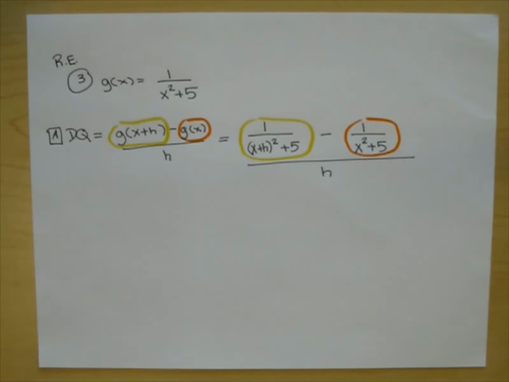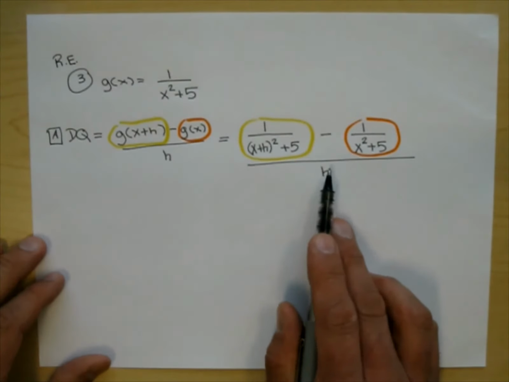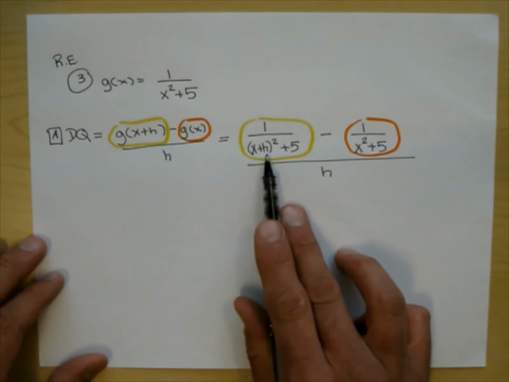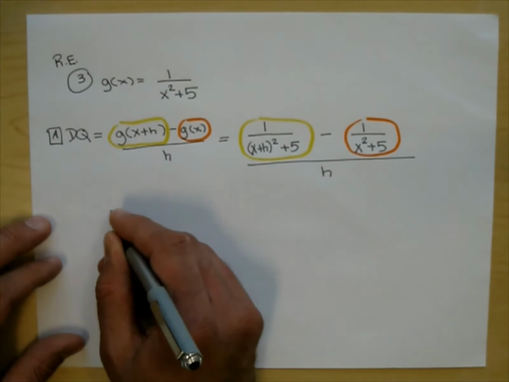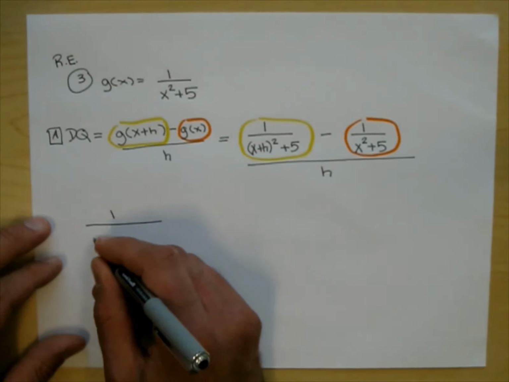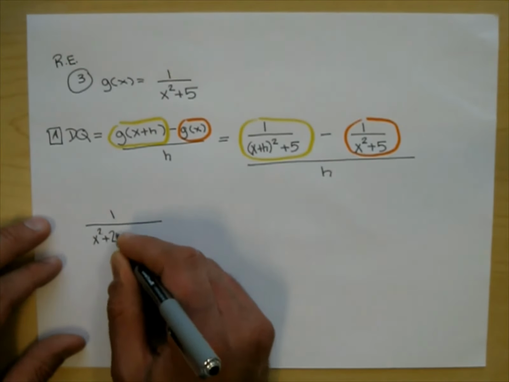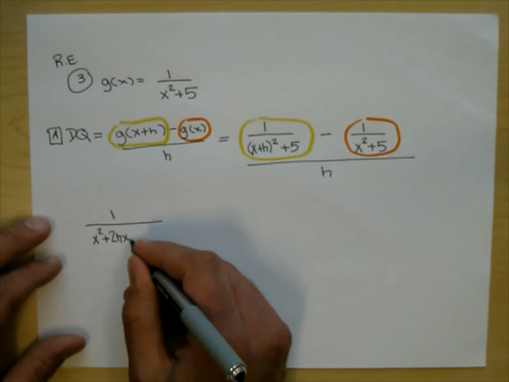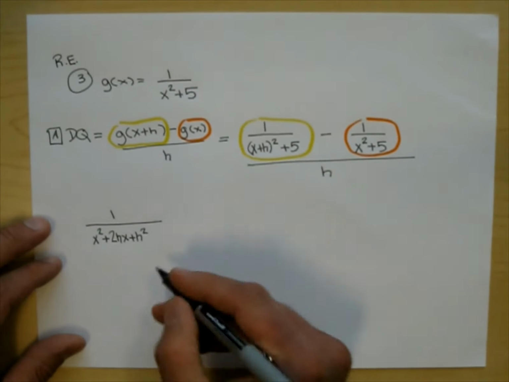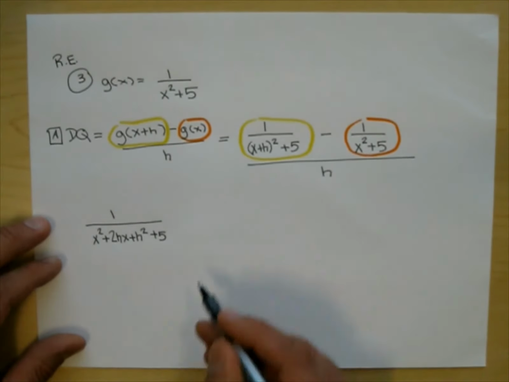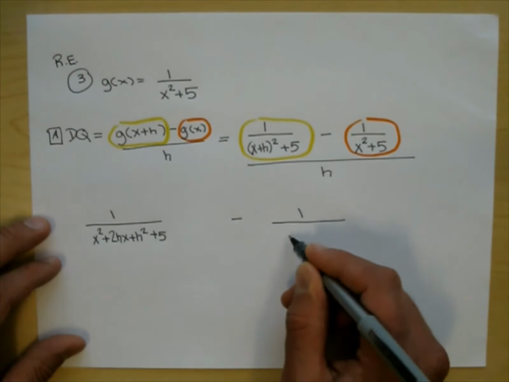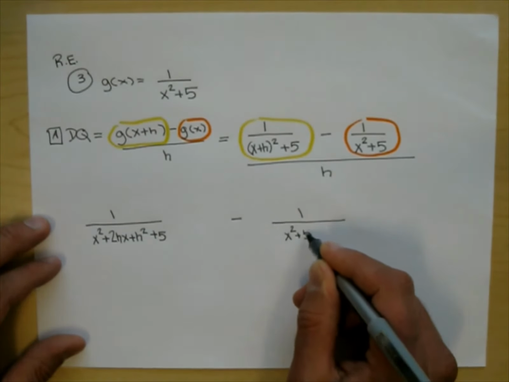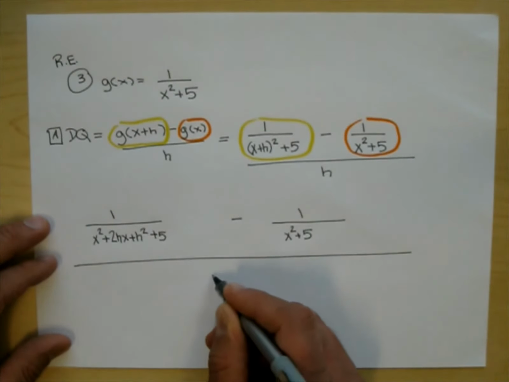Okay, so the next thing that we're going to do is we want to get a common denominator. Now look at this. This does look a little scary here. So we could multiply this out. In fact, that's what I'll do. I'll write this as 1 over x squared plus 2hx plus h squared plus 5. Then we have minus, I'll leave a lot of room here. Then we have 1 over x squared plus 5. This is all over h.